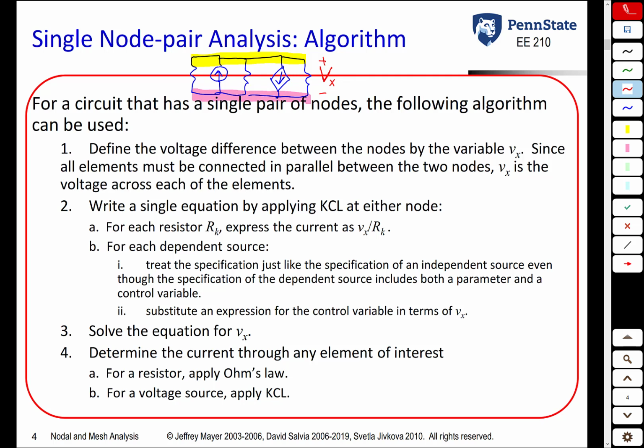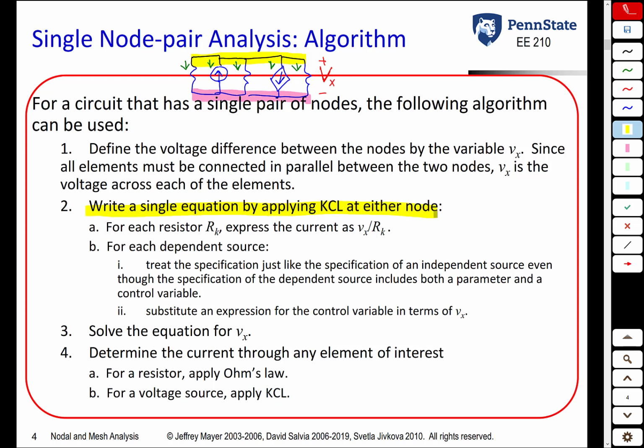The first thing is you want to define this one voltage that's present in the circuit by some variable. Let's call it, for example, V sub x. And that is going to be the voltage across every element in that circuit because all the elements are in parallel. The next step then is you pick either node and you write a single KCL equation. So for example, if you pick this top node, you could sum up that current plus that current plus that current plus that current plus that current equals 0. So you're writing a single equation by applying KCL at either node.